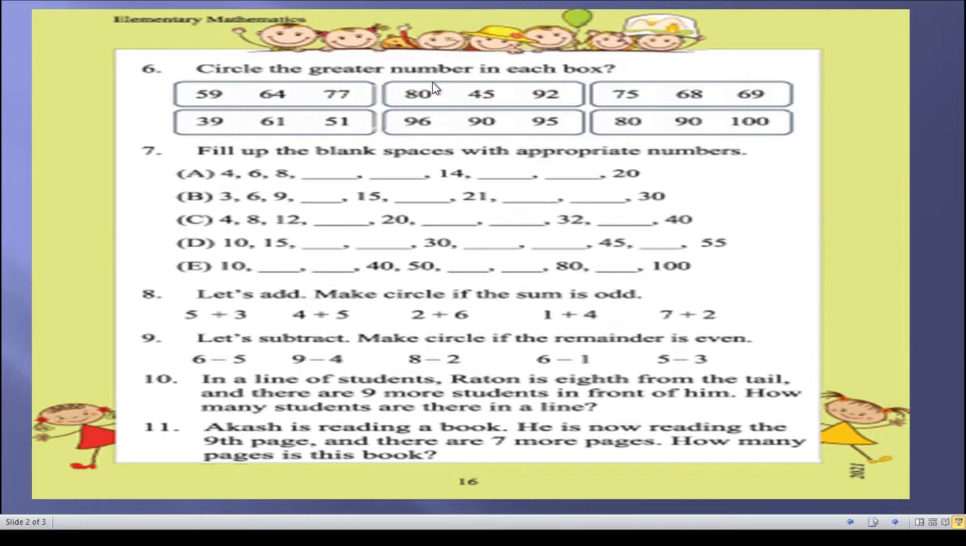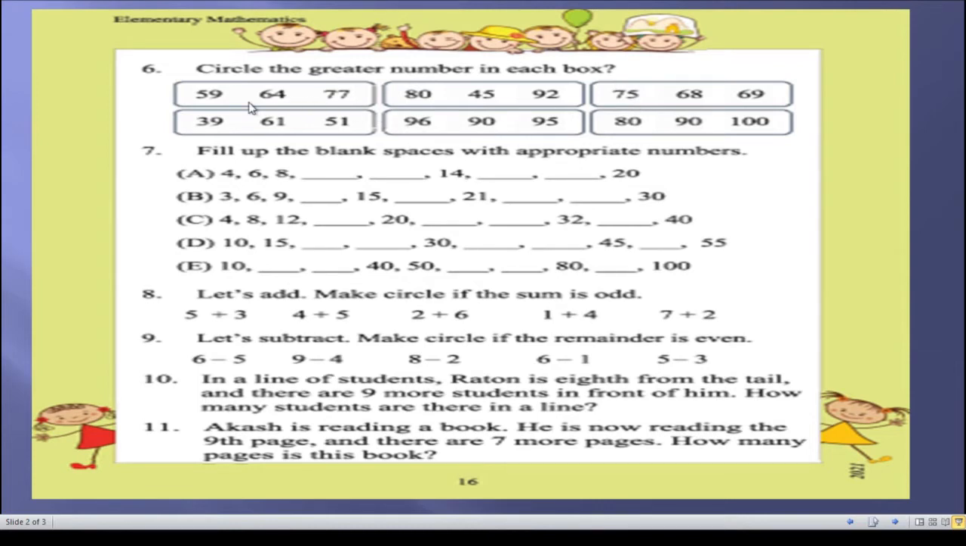Here in the box the numbers are 80, 45, and 92. Can you guess what the greater number is? Yes, the greater number here is 92. So you should draw a circle around 92 like this. Okay. In the next box the numbers are 75, 68, and 69. You can easily find that the greater number is 75. So you should draw a circle around 75.